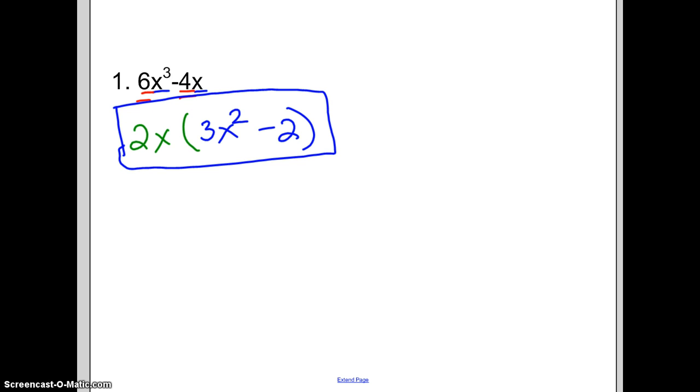Now it's a good idea to check it, and the way that you check it is just by distributing. 2x times 3x squared is 6x to the third, and 2x times negative 2 is negative 4x. So we know we've done it correctly.